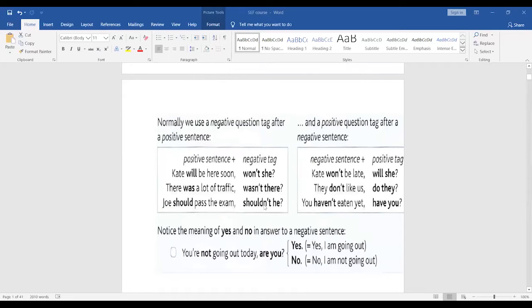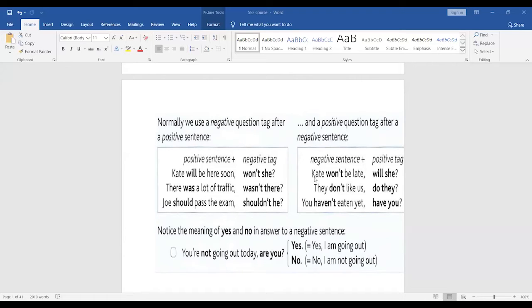Let's take a look at things in detail. Normally, we use a negative question tag after a positive sentence and a positive question tag after a negative sentence. So, a positive sentence followed by a negative tag and a negative sentence followed by a positive tag. That's the rule. Okay, so "Kate will be here soon, won't she?" "Won't she" is the question tag. "There was a lot of traffic, wasn't there?" "Joe should pass the exam, shouldn't he?" So all these are positive sentences followed by the negative question tag.